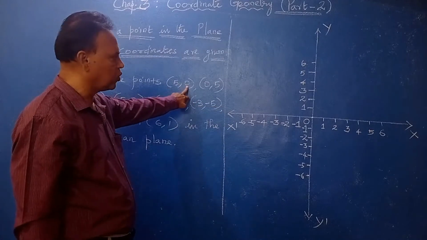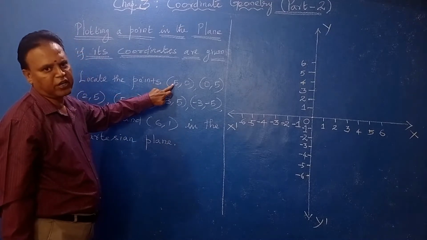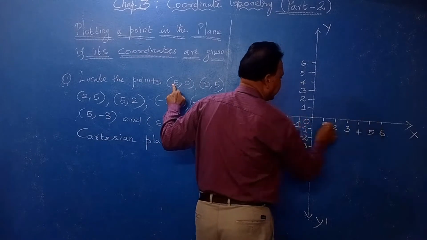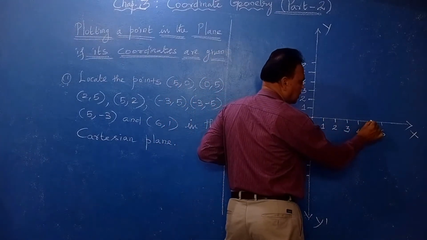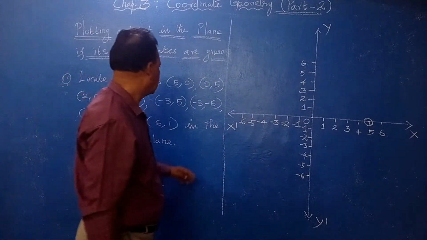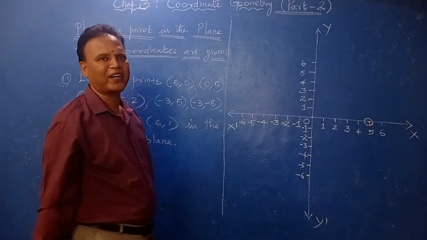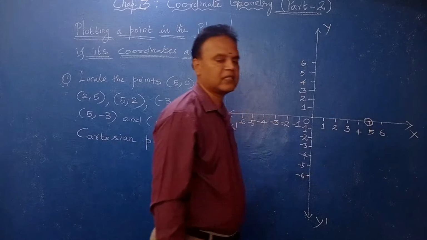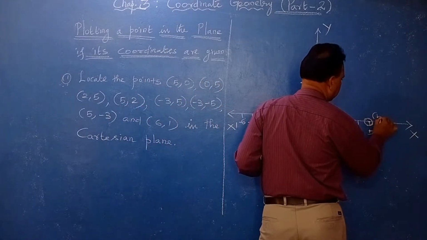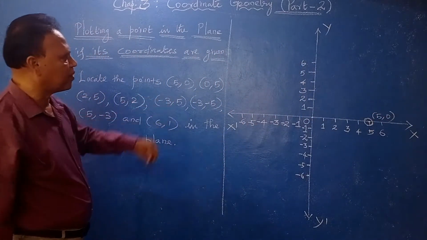See (5, 0). First (5, 0) means 5 is the x coordinate. The x coordinate you have to see on the x axis, 5. The y coordinate is 0. So (5, 0) is this point only. Always remember that for any point on the x axis, y will be 0. Y will be 0 means the point is on the x axis. Clear? So this point is (5, 0). The next, (0, 5).